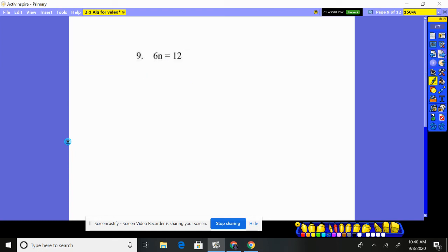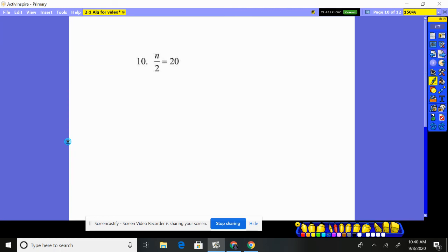Number 9, 6 times n equals 12. How do I undo multiplying by 6? I'm going to divide by 6. But whatever you do to the left side, you must do to the right side of the equal sign. 12 divided by 6 is 2.